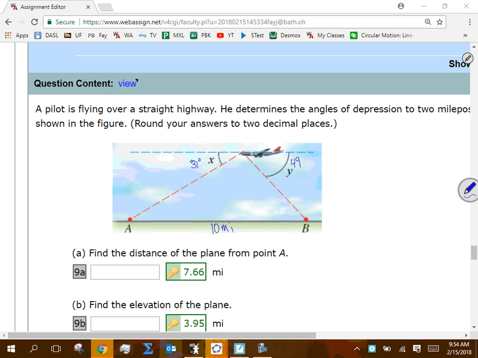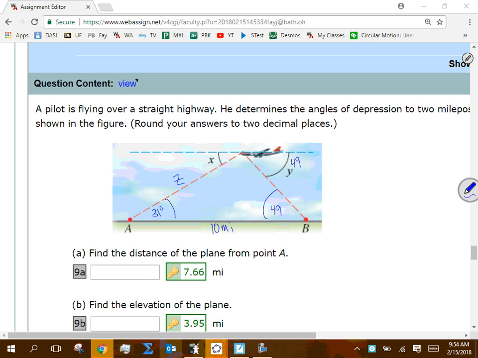Now, these are angles of depression, and they are not parts of this triangle on the inside, right? It's a non-right triangle, but what do you know about that segment there compared to the horizon? They're parallel. So you have parallel lines cut by this red line of sight, which is a transversal. So what's that tell you this angle right here is? 31. What's that tell you this angle right here is? 49. So now the question is, how far is the airplane from A?